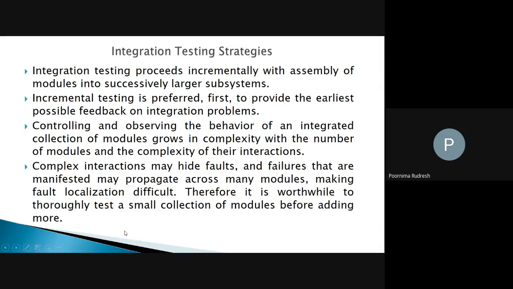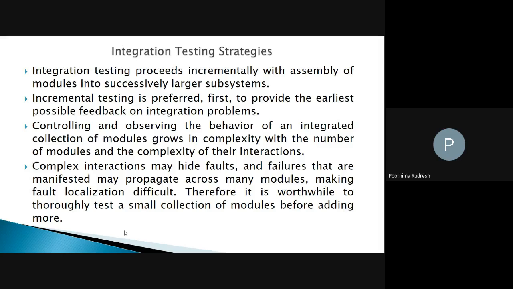Meaning, test the modules one by one, then combine two modules, then test the system once again and combine three modules, because we have to go in a manner. We have to incrementally combine or integrate the modules together. So before integrating the modules, we have to check the working of each module, then combine two modules, then check the working of that, then combine three modules, then check the working, like that.